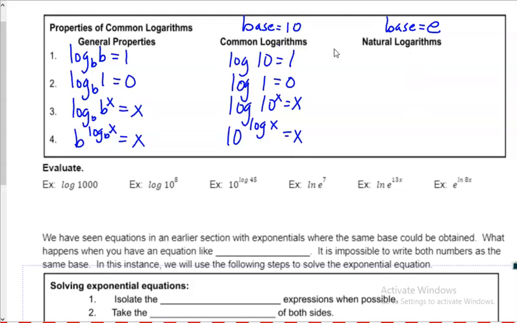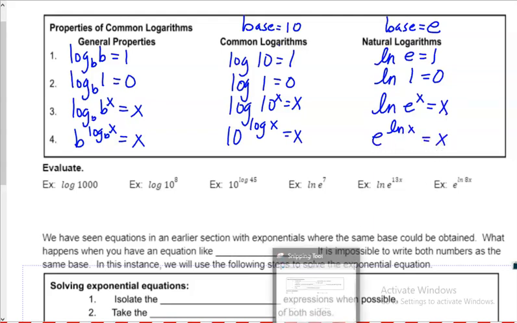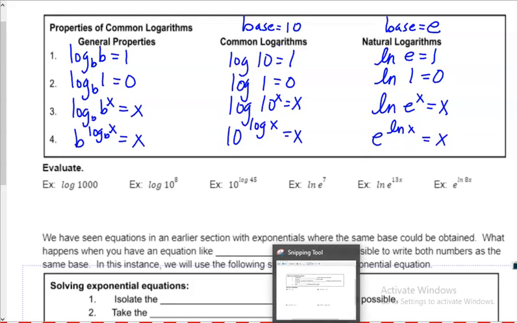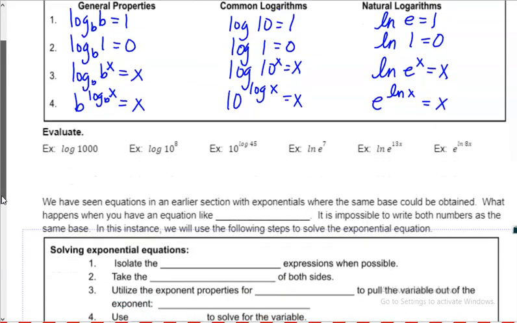So, what does it look like with the natural log? The natural log of e equals 1. The natural log of 1 equals 0, because my base is e, but I can write it as the natural log. Then I have the natural log of e to the x is equal to x, and e to the natural log of x, those things can cancel, leaving x as well. So I wanted to collate all of that for any base, for your common log base, and for your base of e, your natural exponential.